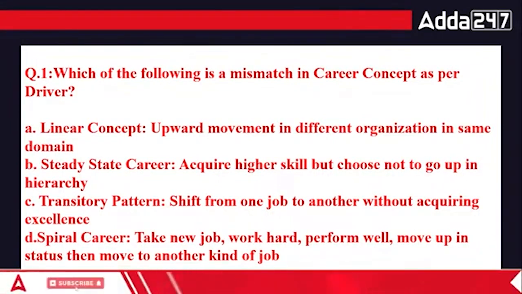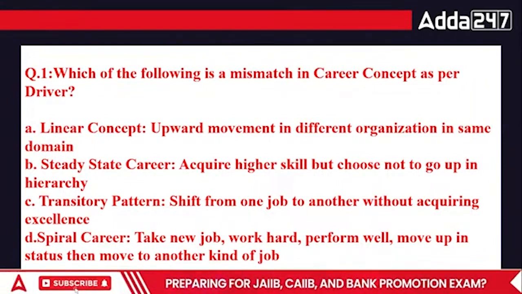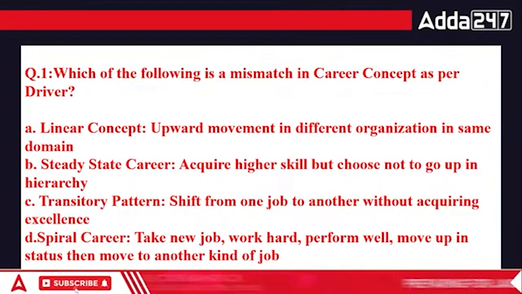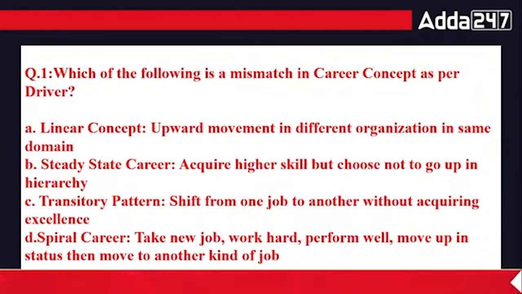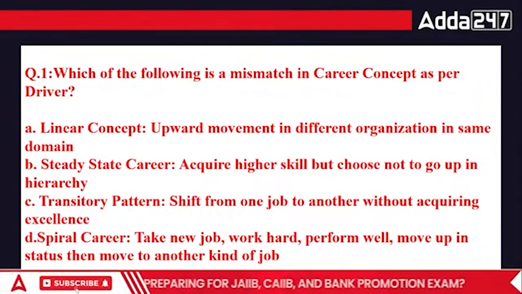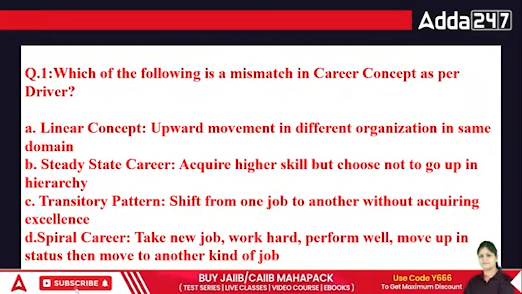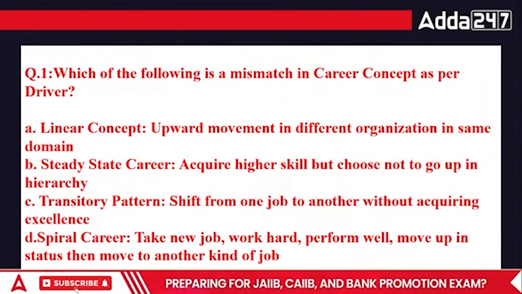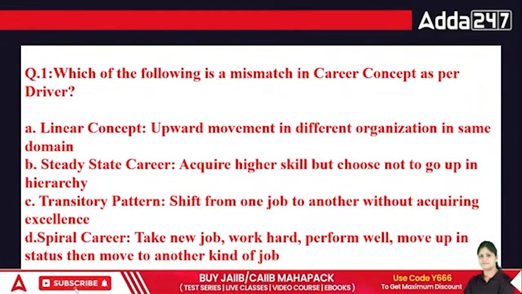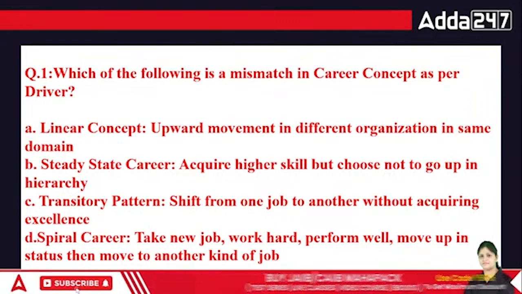Here we have the first question from module B only, chapter number 11. Which of the following is a mismatch in the career concept as per Michael Driver? Michael Driver has given 4 types of career concept. First is linear career concept, second is steady state career, third is transitory pattern, and D is spiral career. Now which one among them is the mismatch given by Michael Driver?